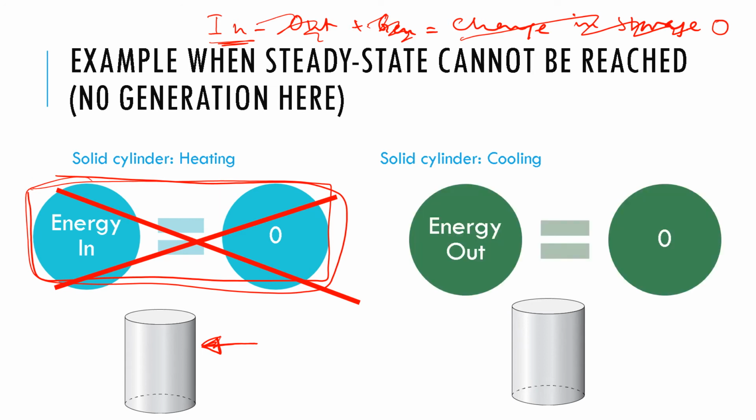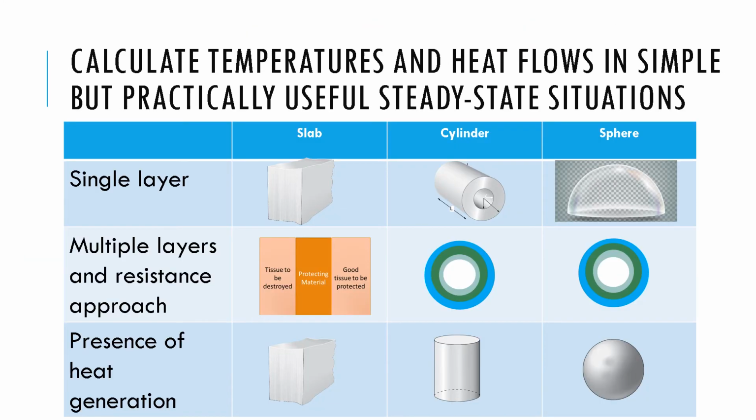In a very similar way, if this is only cooling, then there is only net energy out, and I cannot satisfy this equation, energy out equal to 0, obviously, because energy out would be a positive quantity. So there are situations when it cannot reach steady state. These will be transient, and we have a whole chapter to talk about transient processes.